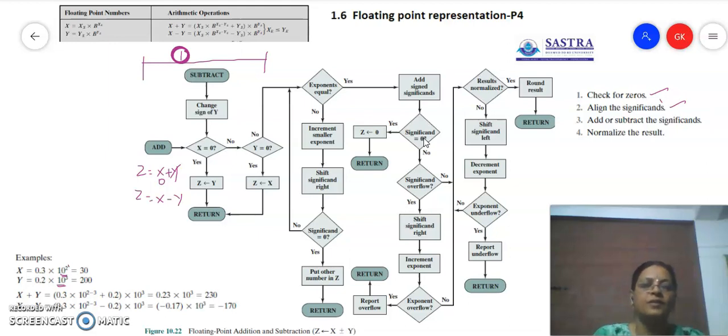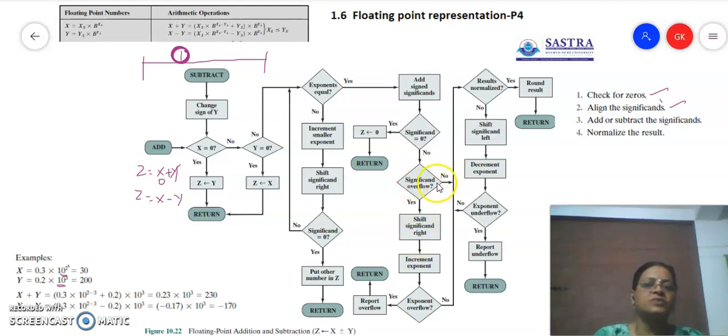So what we are trying to do, if the result is 0, simply set z as 0, because you all know the sum of x plus y is stored in z. So z will be set to 0 and then you return. Okay, if the significant is not 0, then there could be a possibility of overflow also, because we are adding two numbers. When we add two numbers, there is a possibility of overflow. If there is an overflow, you have to take this path.